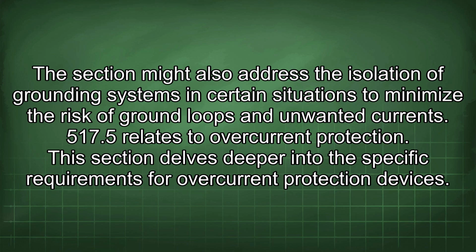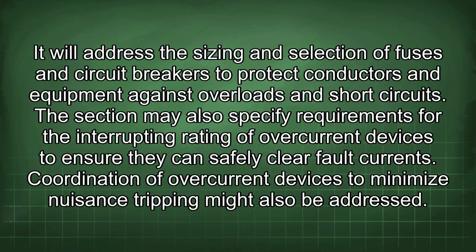517.5 relates to overcurrent protection. This section delves deeper into the specific requirements for overcurrent protection devices. It will address the sizing and selection of fuses and circuit breakers to protect conductors and equipment against overloads and short circuits. This section may also specify requirements for the interrupting rating of overcurrent devices to ensure they can safely clear fault currents. Coordination of overcurrent devices to minimize nuisance tripping might also be addressed.